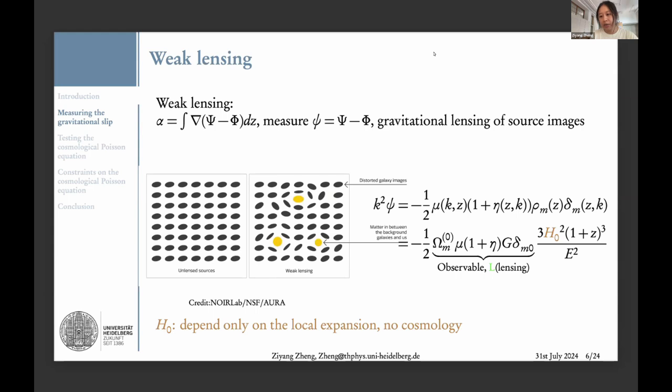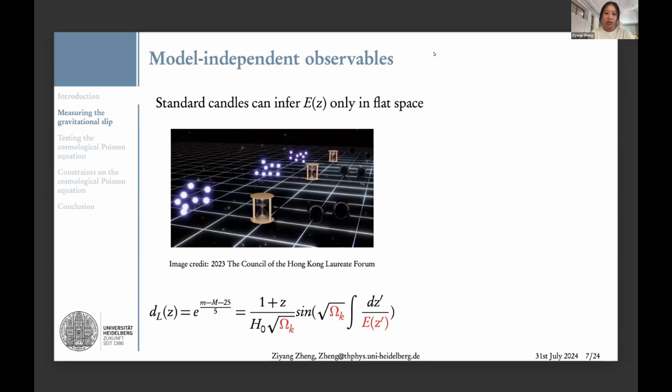This requires that H0 can be measured in a model-independent way, and that the expansion rate E can also be measured in a model-independent way. Firstly, for H0, it only depends on the local expansion and basically there's no assumption on the cosmology. So H0 can be considered safely as a model-independent quantity. And what about the expansion rate E? If we measure the expansion rate from standard candles, through the apparent magnitude of the standard candle, which can be related to the luminosity distance. But on the right-hand side, the spatial curvature omega k and the expansion rate E are essentially nested.